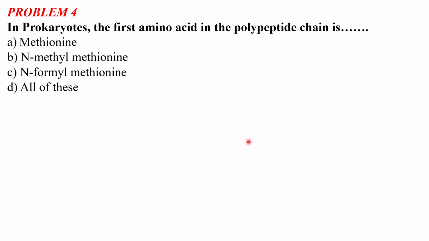Again, I will wait for some time. Let me know in the chat box A, B, C or D which is the correct answer. What is the first amino acid which is coded in case of prokaryotes? In prokaryotes, the first amino acid in the polypeptide chain is which one?